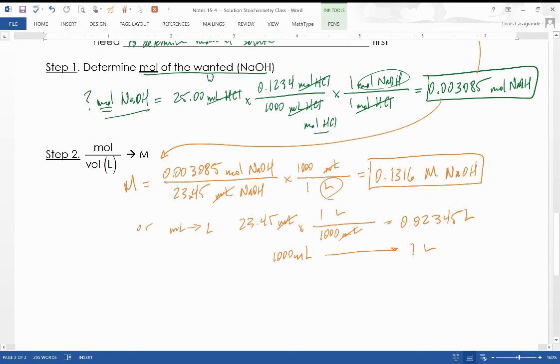And then we just put this into our calculation. The molarity is equal to 0.003085 moles of sodium hydroxide, divided by 0.02345 liters of sodium hydroxide, and that's going to give us the same number, 0.1316 molar sodium hydroxide.